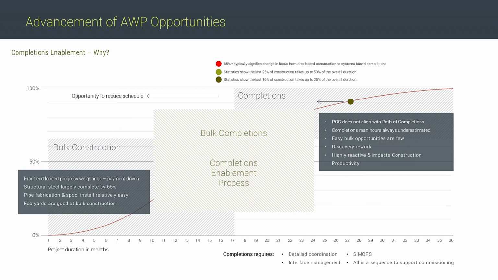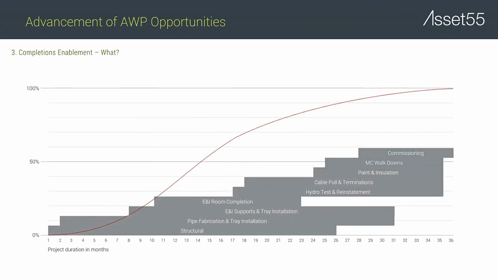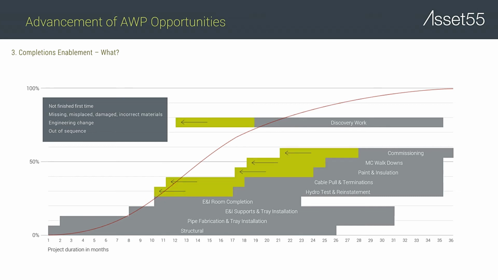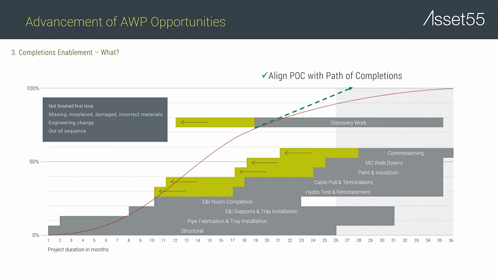work fronts. When we look at a simple cascade of activities that run through the delivery cycle, one of the things that always hurts us is discovery work. So when we can bring forward all of these activities, we're naturally going to bring forward discovery work because of the inspection regime. It will reduce the back-end burden, and when we align the path of completions with the path of construction, you're going to significantly reduce schedule.